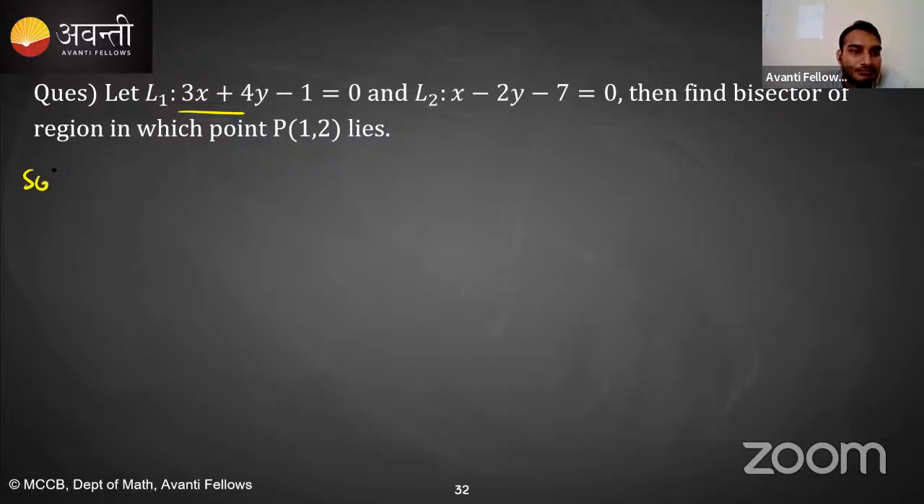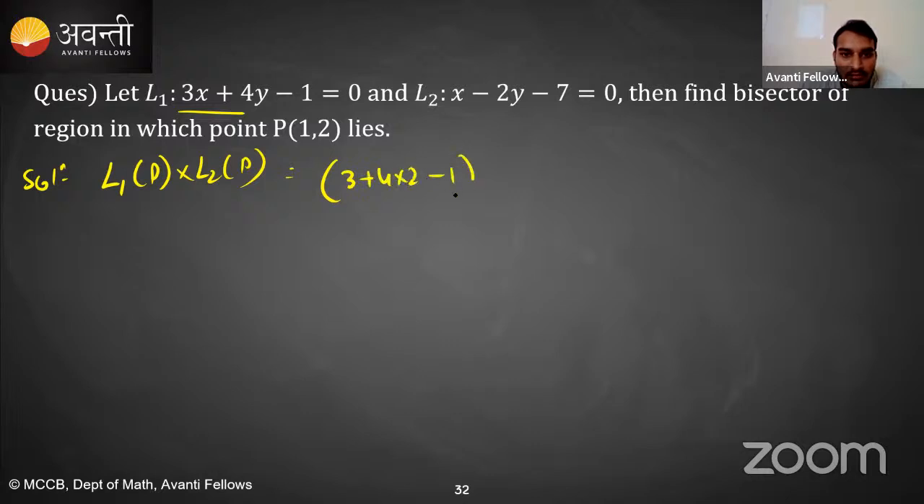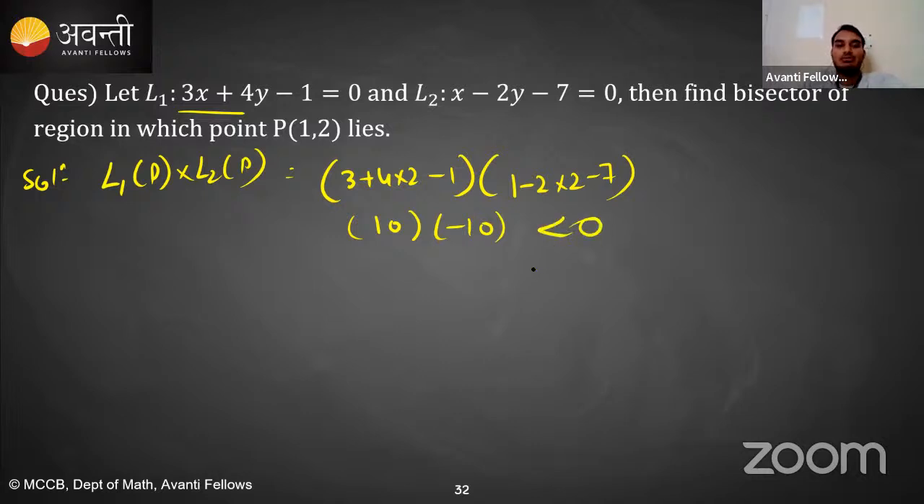Again, how will we do it? First calculate L1P into L2P, right? Put the point (1, 2) in the line L1: 3 plus 4 into 2 minus 1. L2P is: put the point P in the line L2: 1 minus 2 into 2 minus 7. This is 8 plus 3, 11 minus 1, 10; 1 minus 4 minus 3 minus 7 is minus 10. Right? So it is clearly less than 0.